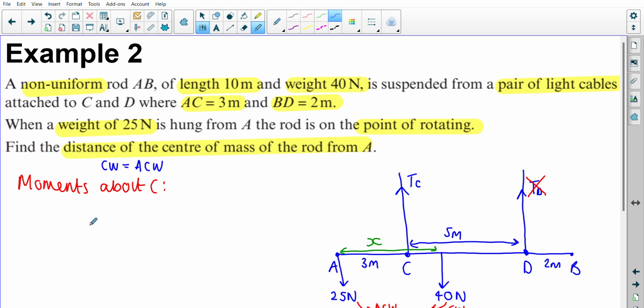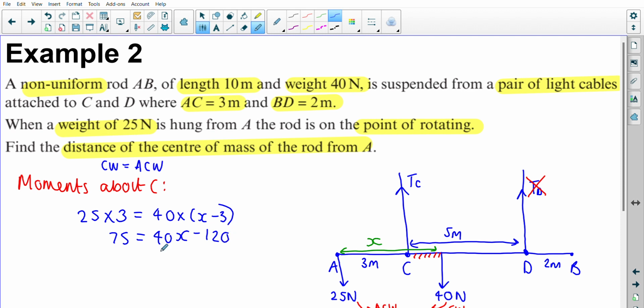So I'm going to say 25 times 3 for the anti-clockwise moment is going to be equal to, now I want this distance here, and this bit here, I want that distance. Now if the total distance is X, it's going to be X minus 3. So I'm going to do it as 40 times X minus 3. And what will I get? Will it be 75 is equal to 40x minus 120?